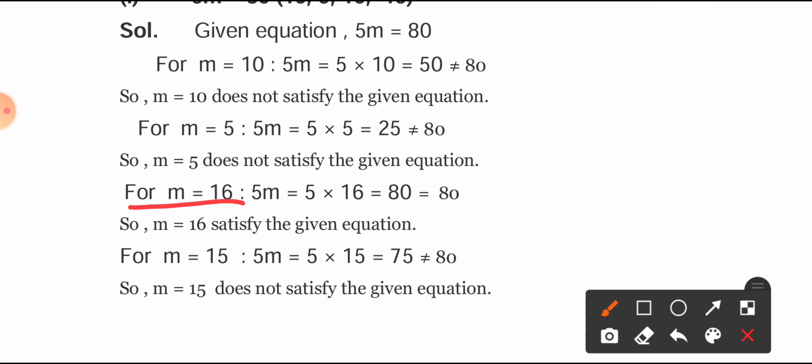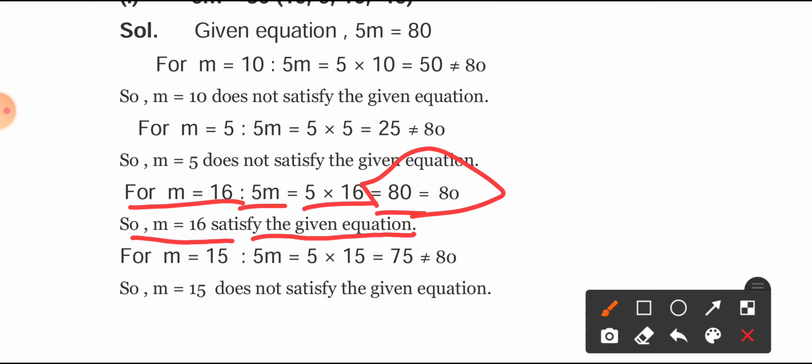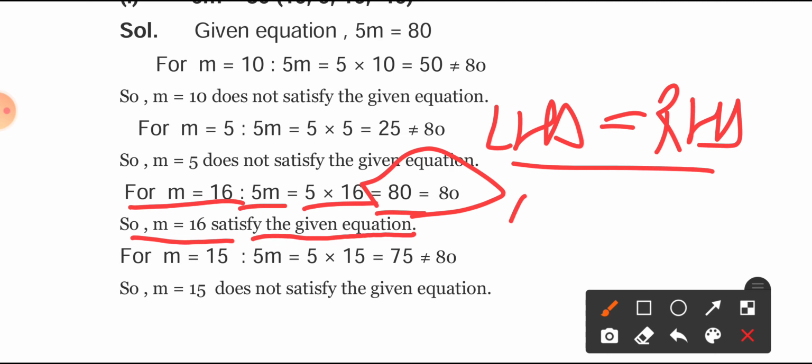After 5 put 16. 5m, 5 × 16, 80. Now you can see 80 is equal to 80. It means m = 16 satisfies the given equation. अगर हम m की जगह 16 रखते हैं तो हमारा LHS और RHS इक्वल आ रहा है. It means what is the solution of the equation? m = 16 is the solution.